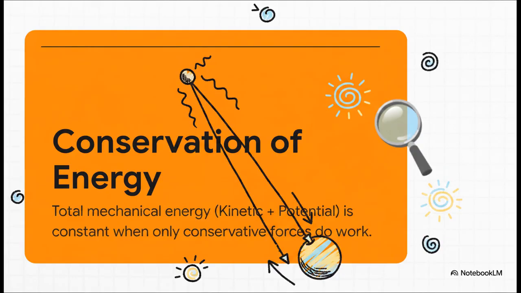Let's start with the big one, conservation of energy. In this system, the only forces doing any work are gravity and tension. Gravity is what we call a conservative force, which is just a fancy way of saying energy isn't lost to things like friction. But what about the tension in the string? Well, the tension is always pulling perpendicular to the ball's motion, and a force that's perpendicular to motion does zero work. This is fantastic news. It means the total mechanical energy, kinetic plus potential, stays exactly the same from the start to the finish.